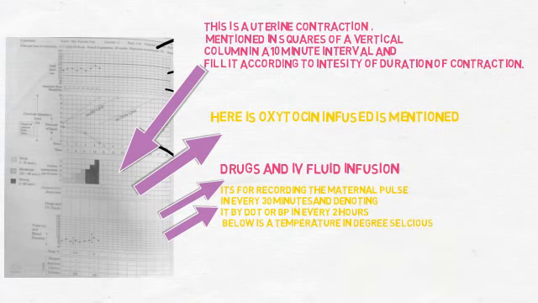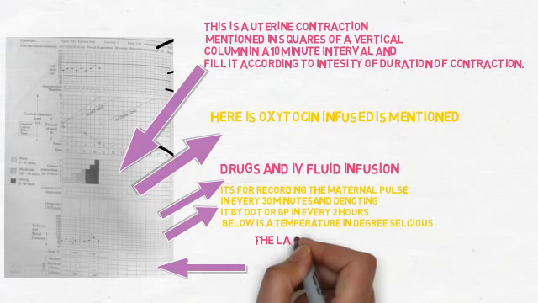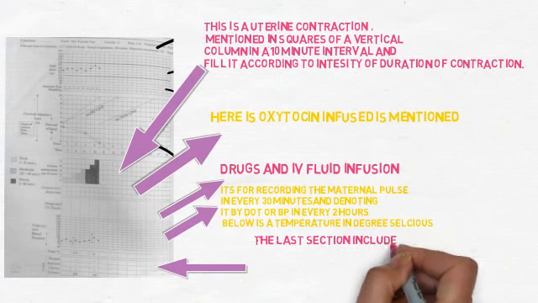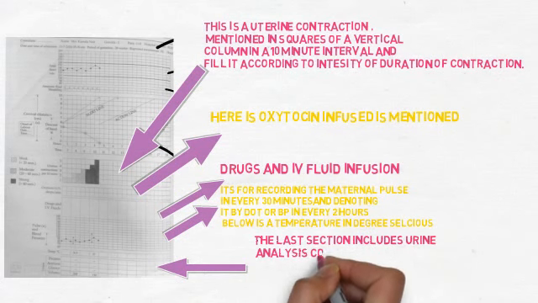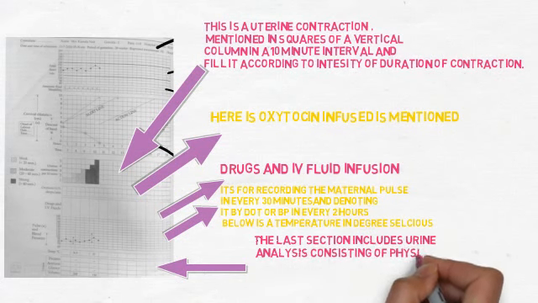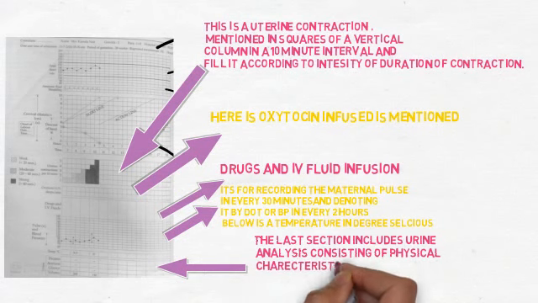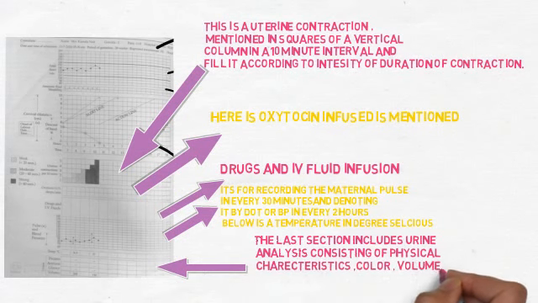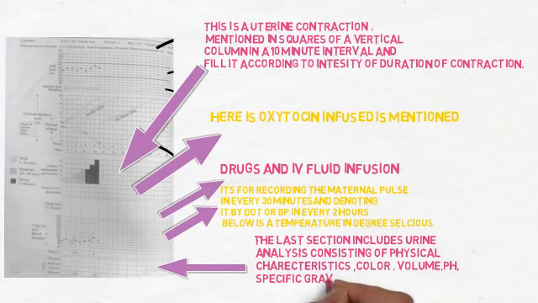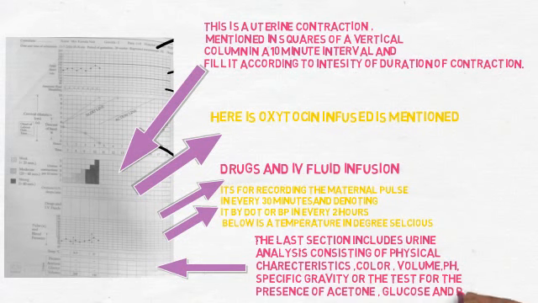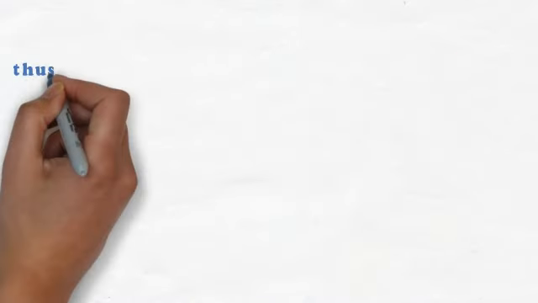So next we are moving on to the last section of the partograph. It includes urine analysis, consisting of physical characteristics such as color, volume, pH, and specific gravity, or the test for presence of acetone, and glucose and protein we are testing. So these are all the things included in the last section, that's urine analysis. So that's all about the partograph.